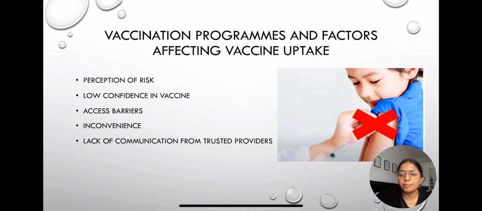The research analysis paper states reported vaccine uptake has been low in areas with a high proportion of minority ethnic group population, and speculates that barriers to vaccine uptake include perception of risk, low confidence in the vaccine, distrust, access barriers, inconvenience, and socio-demographic context, and lack of endorsement, lack of vaccine offer, or lack of communication from trusted providers or community leaders.